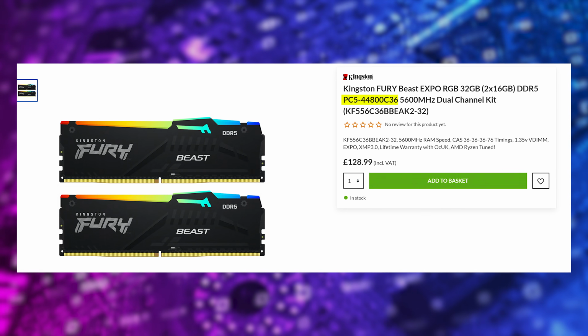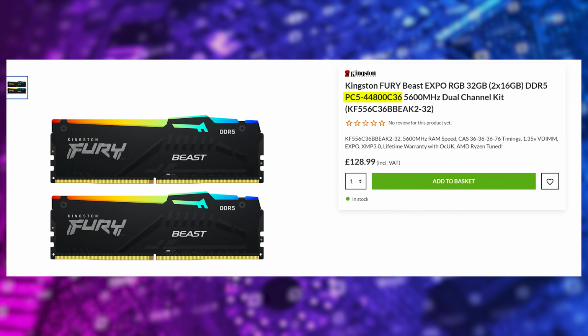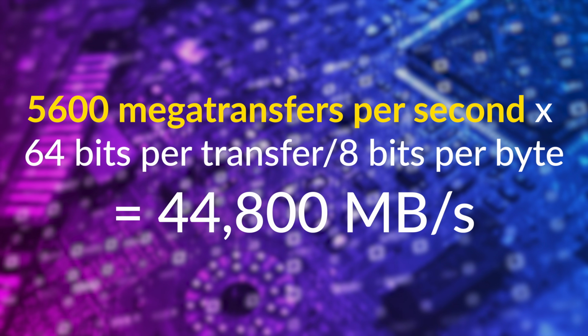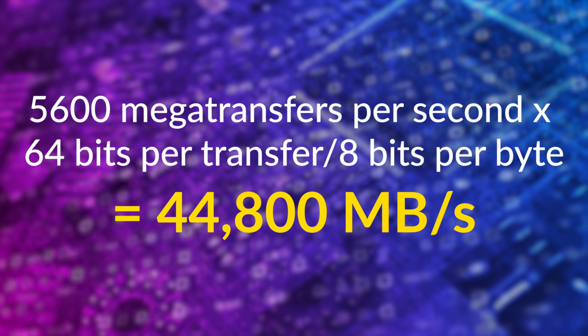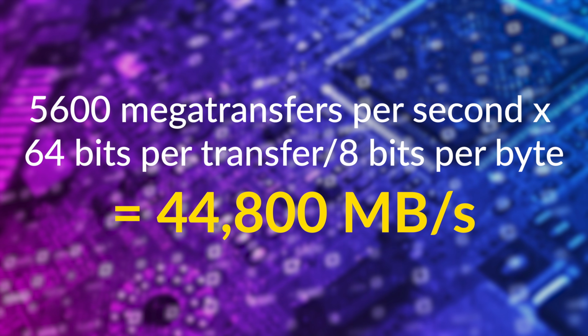Also listed is the transfer rate, which is measured in megabytes per second. This is calculated by multiplying the RAM speed by the width of the I/O bus. This determines the maximum possible transfer rate.